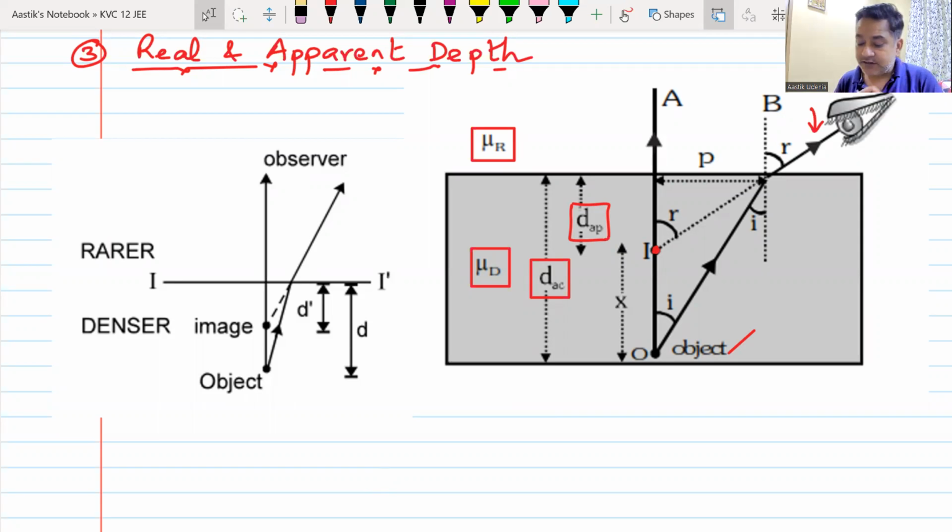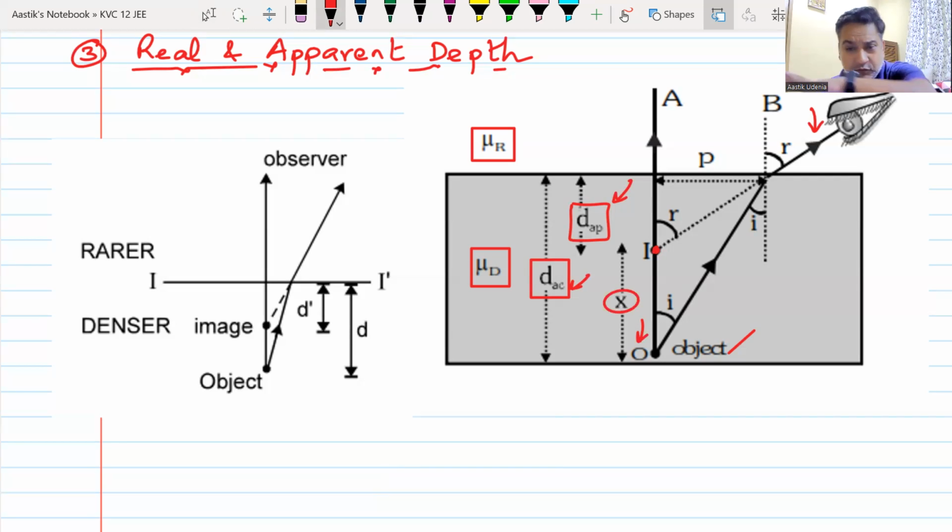You just have to write this point O. Nothing else, beta. This is point O. This is the actual depth and this is the real depth. Nothing else. Other diagram is not at all important. You just have to understand what is real depth and what is apparent depth and what is X. Nothing else.